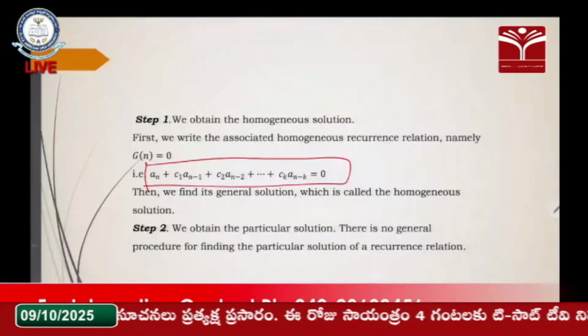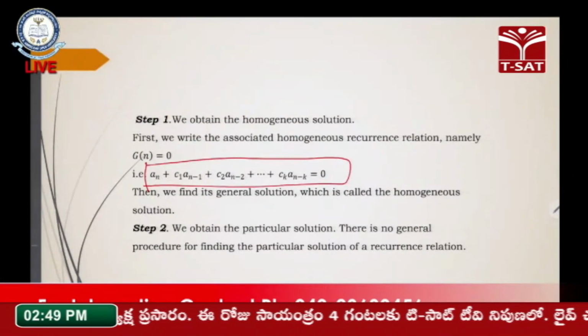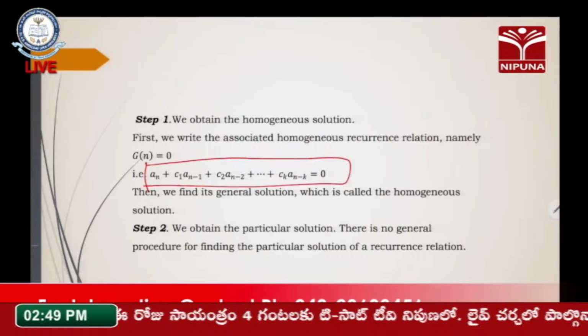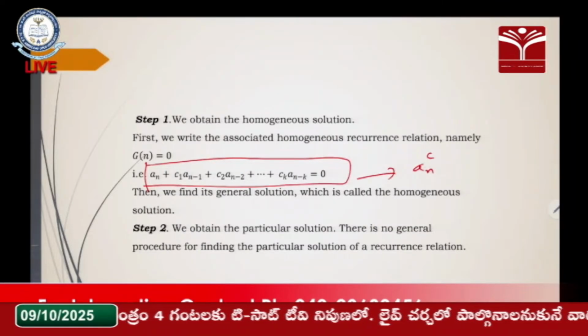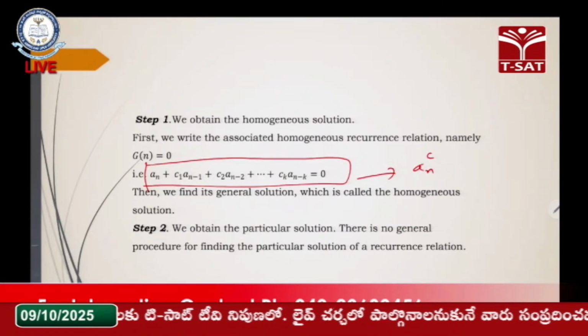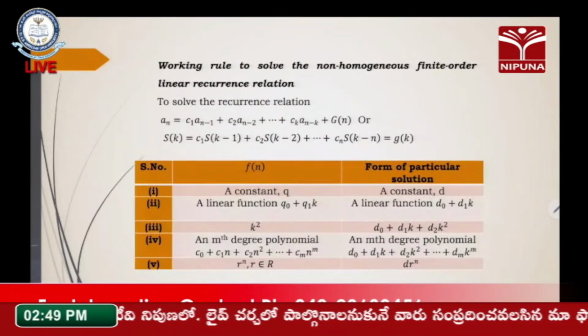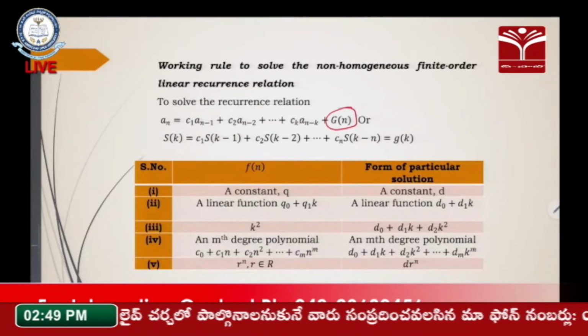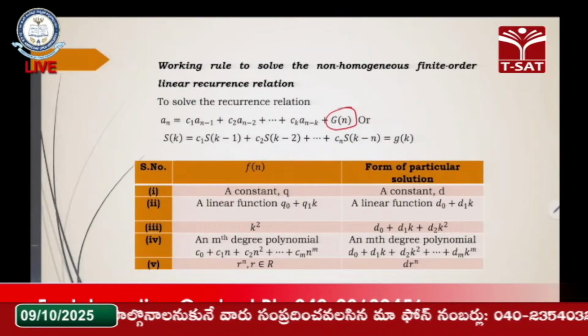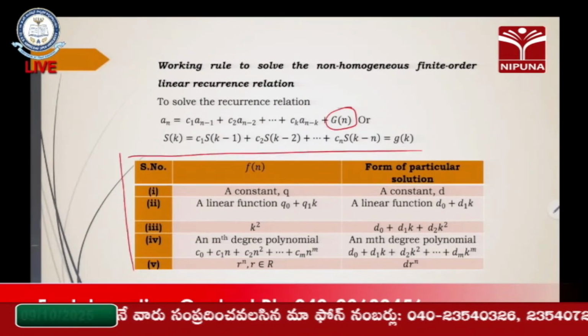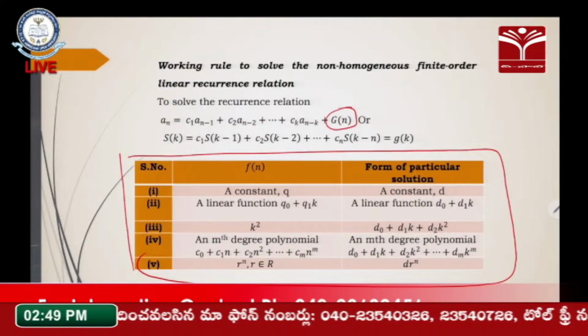Let me explain this. For the complementary function, this is my homogeneous recurrence relation. I will get the solution. That solution is called complementary. The solution of this one is called ANC. Then go for the particular integral. Now, this is the structure. This g of n, instead of f of n, we have taken g of n, right? And whatever this structure is there, let me explain this elaborately.